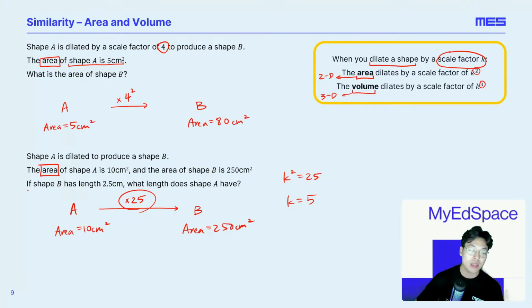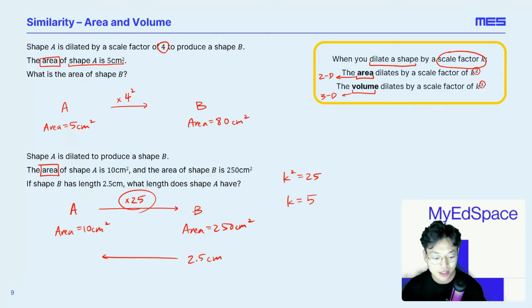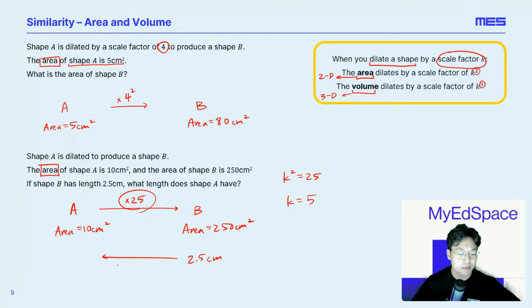Now, we know that the shape B has length 2.5 centimeters. And now we're going backwards to shape A. If the length of one side of shape B is 2.5 centimeters, what operation can I use here going backwards to get the length of that same respective side of shape A? Yes, Maddie, great. 5. K equals 5. What can we do here?